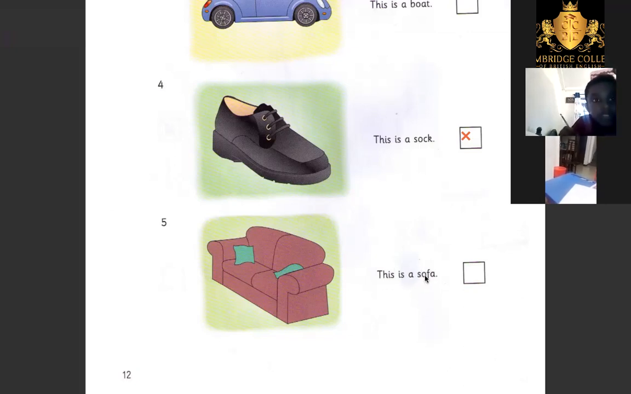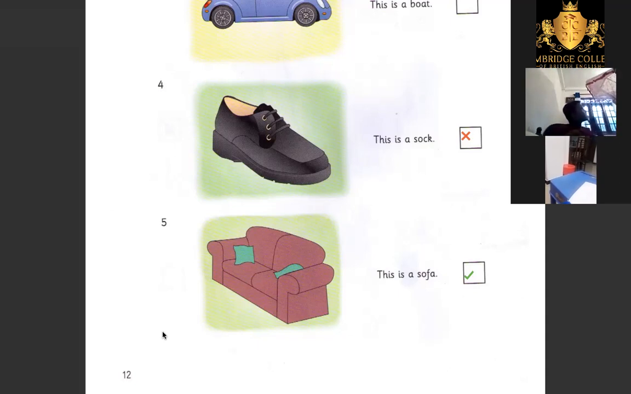This is a sofa. Yes, look at the picture. Is that true or false? True or false? True. Yes, that is correct. So we should put a cross inside the box. This is a sofa. Yes, it's a sofa. So you want to put a cross inside the box.